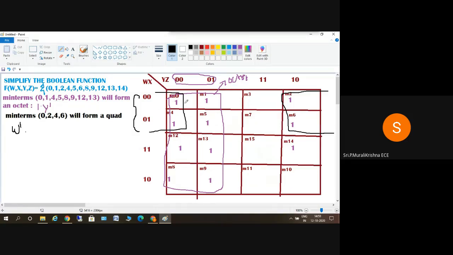So into column terms. So columns, what are the columns here? So these two columns. This column Z bar and this Z bar. So this is nothing but Y bar Z bar plus Y Z bar. So if I take Z bar as common, Y plus Y bar, so it is equal to Z bar. So this quad will give this value. So W bar Z bar, okay, and this octet is giving Y bar here. Okay, clear?